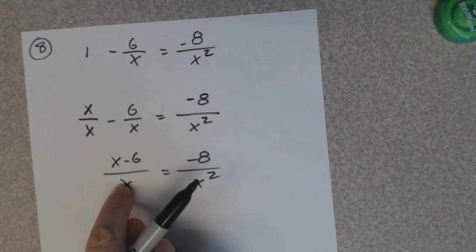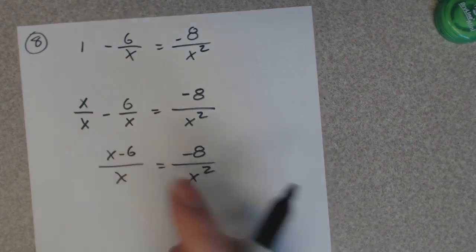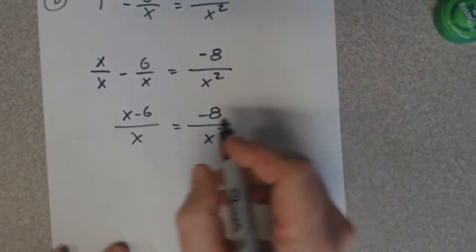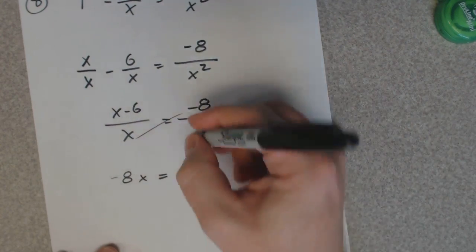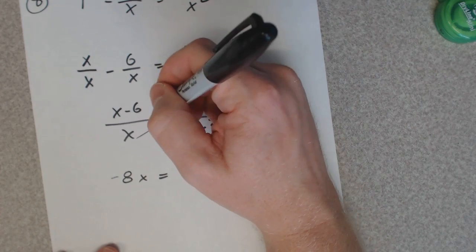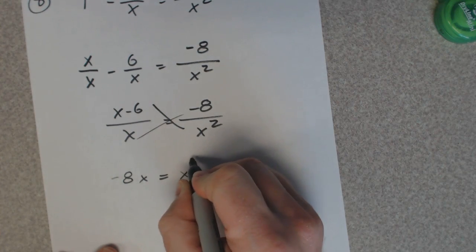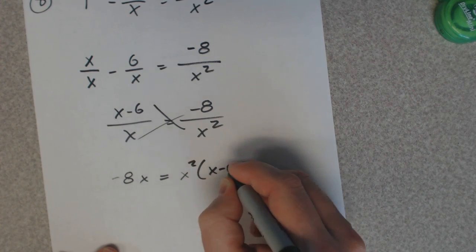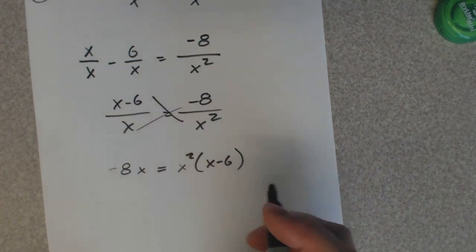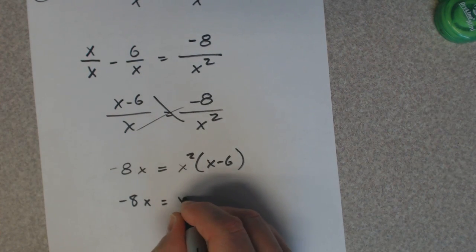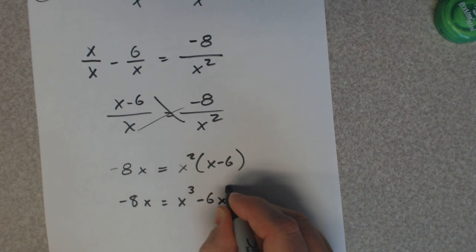To get the same denominator, I'm going to have to multiply the top and bottom by x anyway to get x squared. So I'm going to wind up with a quadratic either way. Let's just do the cross multiply way. Alright, now I need to multiply the x squared times x minus 6. That'd be x cubed minus 6x squared.